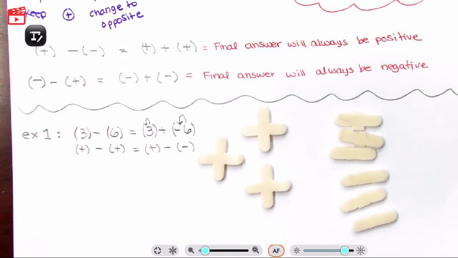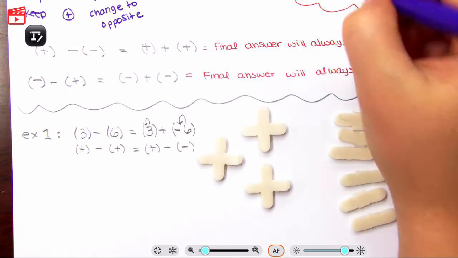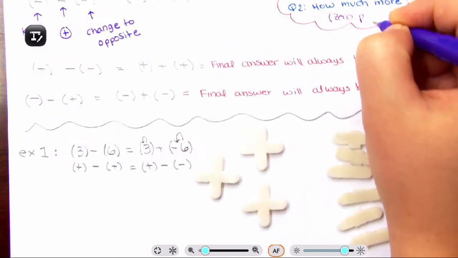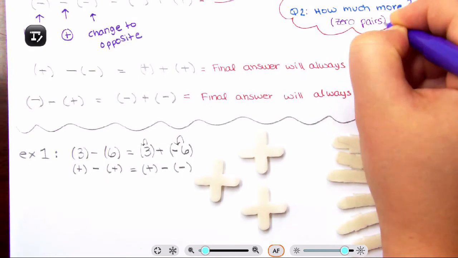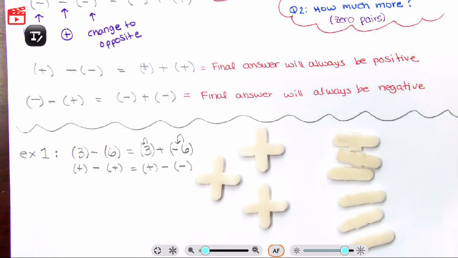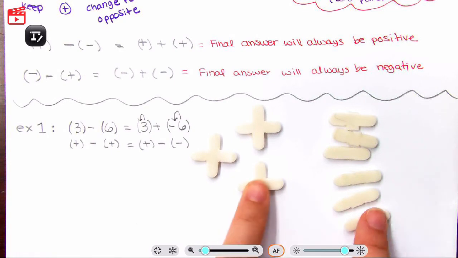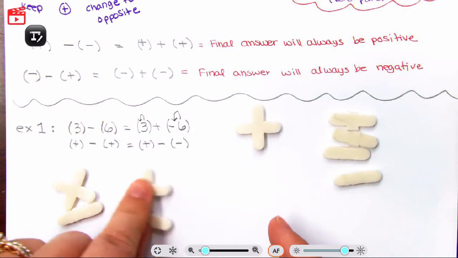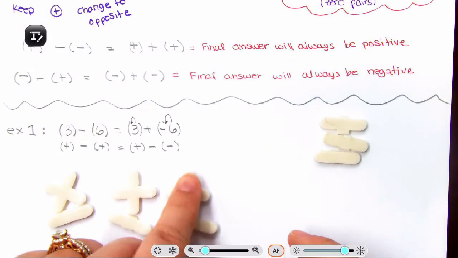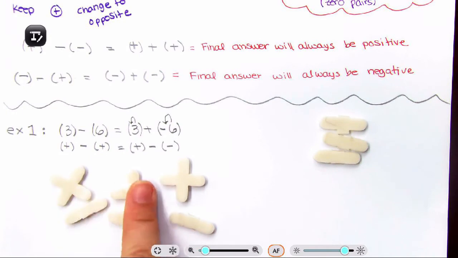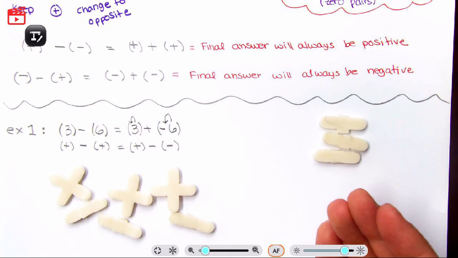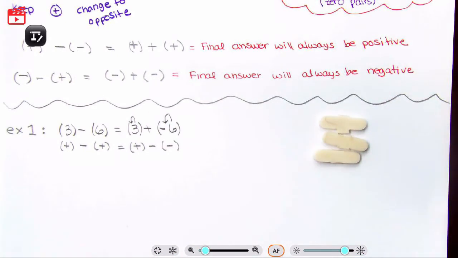So how much more do I have? Well, here's where I'm going to go back into our thinking bubble and write down think zero pairs. I'm going to take away all my zero pairs and see what I'm left with. A positive and a negative, that's 1 zero pair. Positive and a negative, 1 zero pair. Positive and a negative, 1 zero pair. So I have 1, 2, 3 zeros. If I have 3 of nothing, I have nothing, so that goes away.